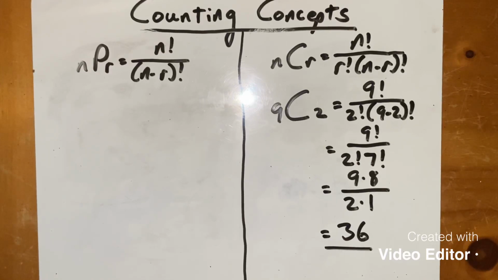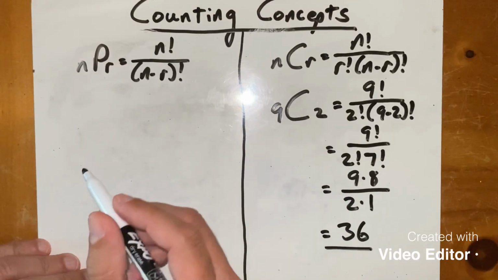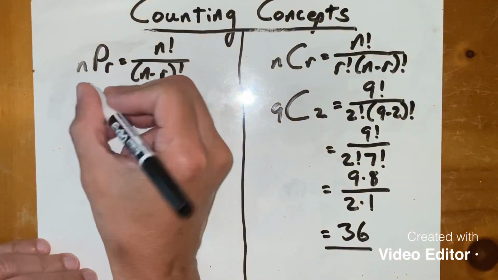Since they're being assigned specific positions, obviously the order that I pick them in is going to matter. If I choose Damon to be my pitcher and Eddie to be my catcher, that means something completely different than if I choose Eddie to be my pitcher and Damon to be my catcher, because they're in different positions. So it matters which order I pick them in. That means it's a permutation.